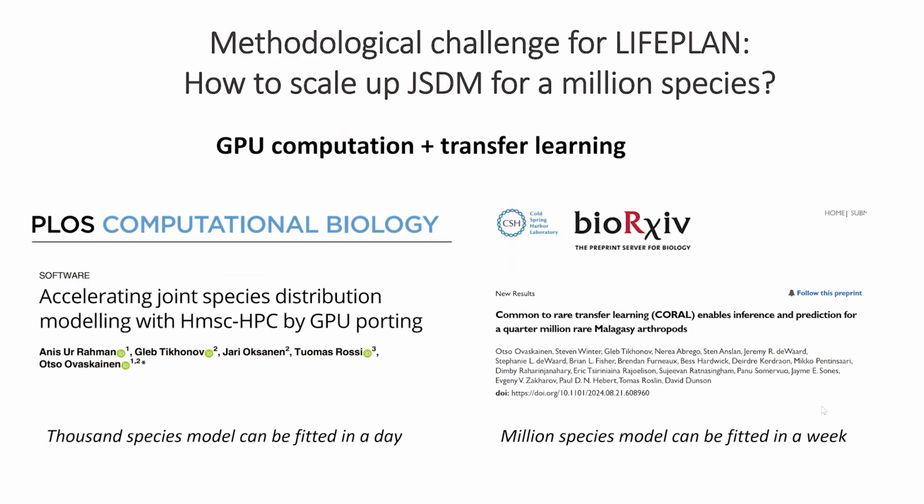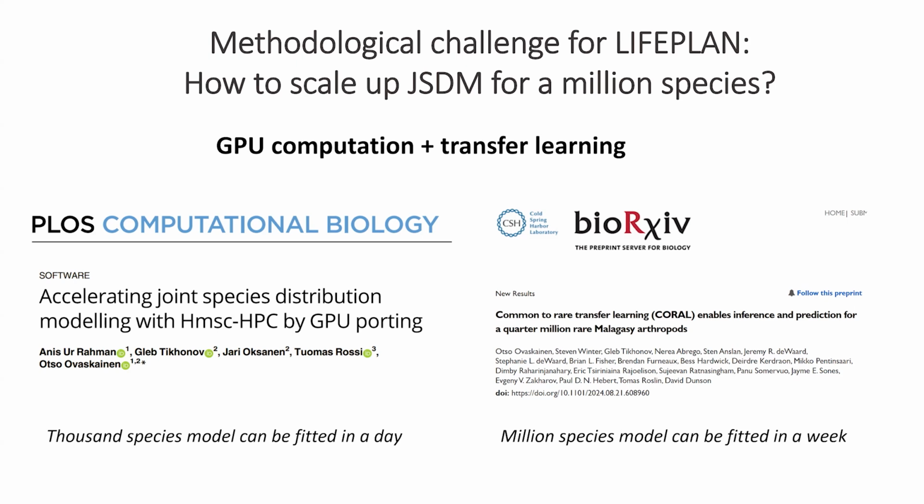But then there is this methodological challenge of how to scale up these joint species distribution models for a million species, which is what we have with Malaise trapping especially. And if I start a bit from the history, when we first developed the first versions of this JSDM, the upper limit was 20 species, that was the most that we could do computationally. And then we have been scaling up to 100 and then to 500. And that happened up to 5 years ago.